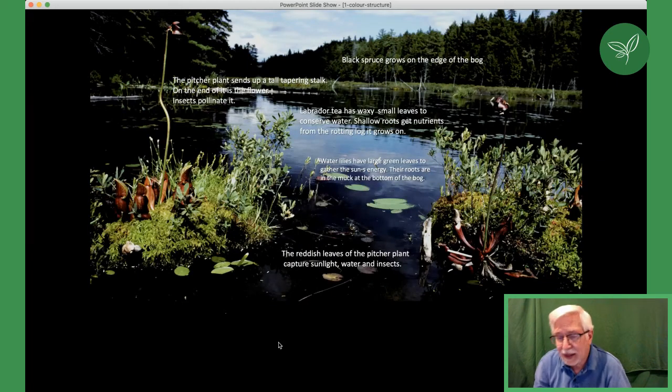Some plants grow in areas where they don't get the type of material they need, the nutrients, so they have to attract and catch them themselves. These are pitcher plants, and they capture insects because that's how they get the nutrients, because the swamps and wetlands where they grow are devoid of a lot of nutrients. So you solve the problem.